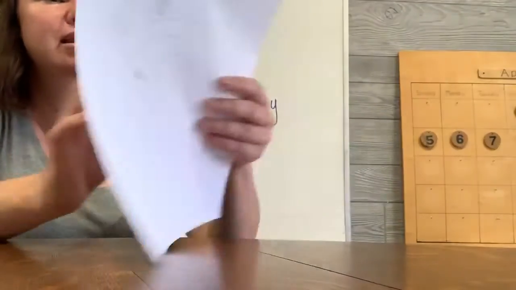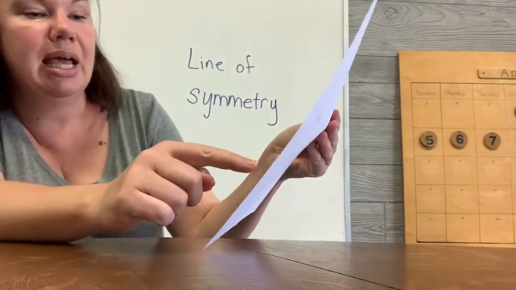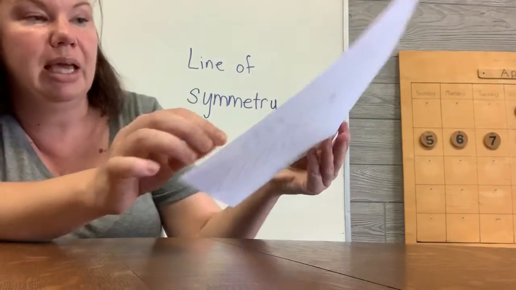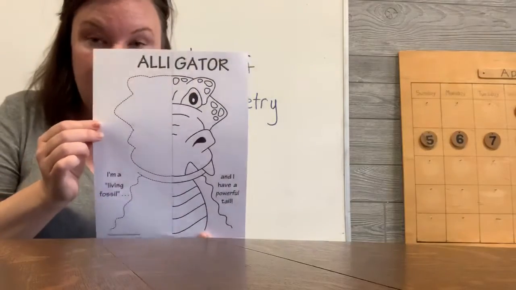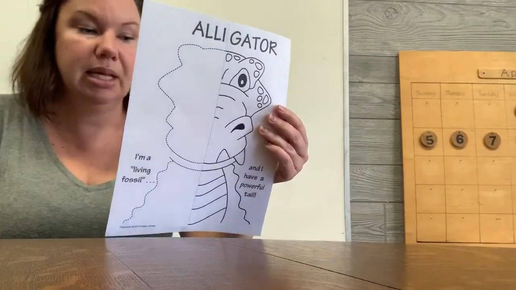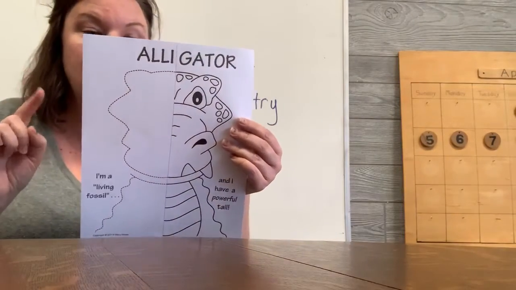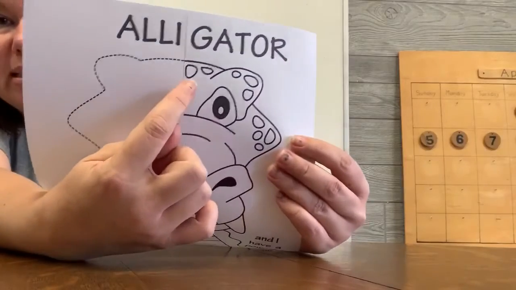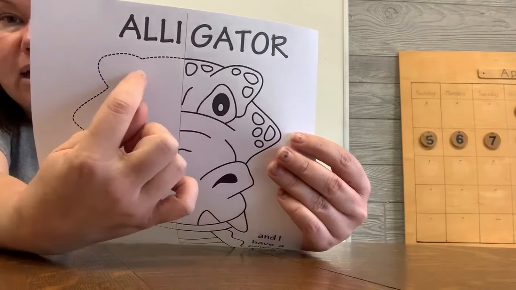Here's another word. This says alligator. It says here, I'm a living fossil and I have a powerful tail. Okay. Half of this is done for you. Your job, using your pencil, pen, marker, crayons, is to make the other side symmetrical. So, if he has 2 spots here, he needs to have 2 spots here.